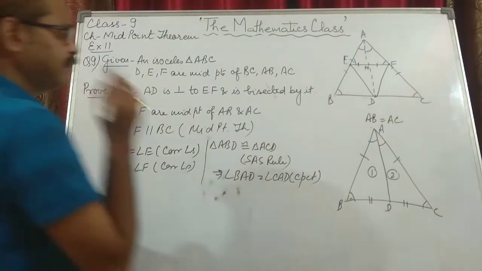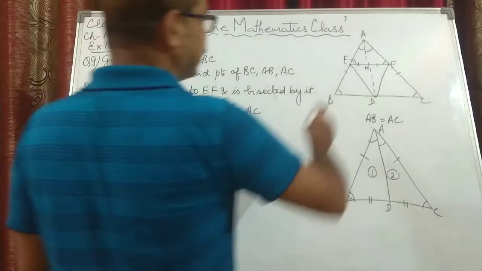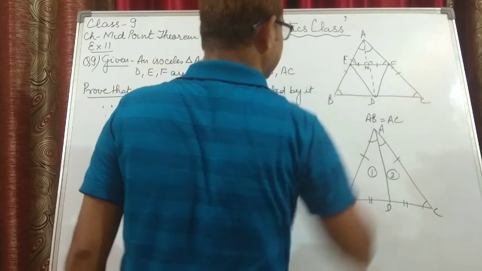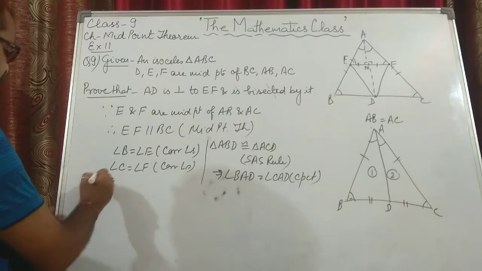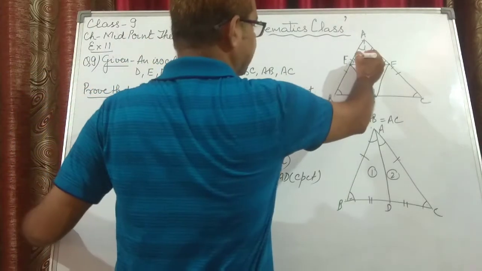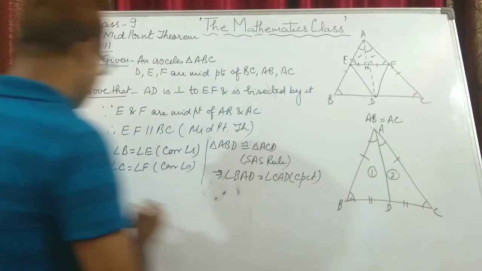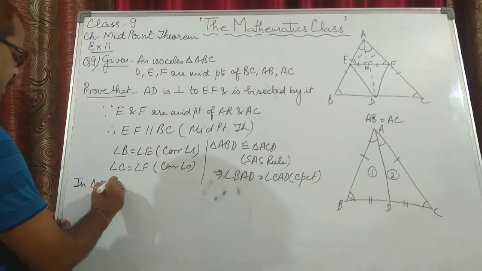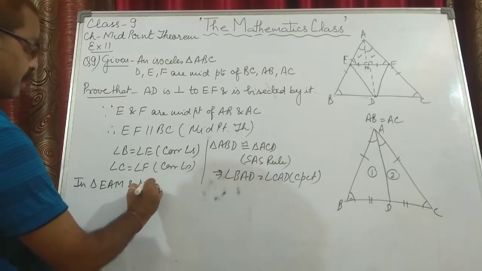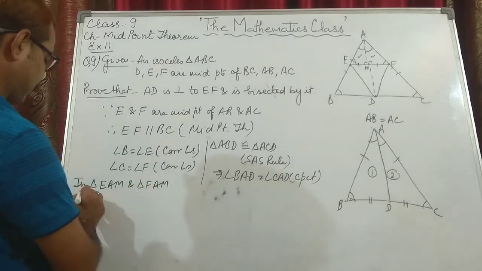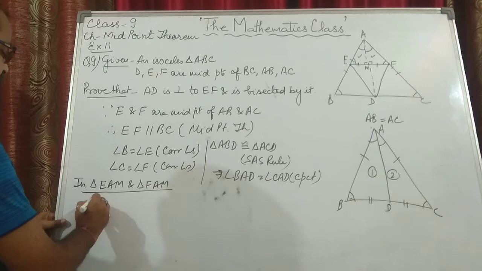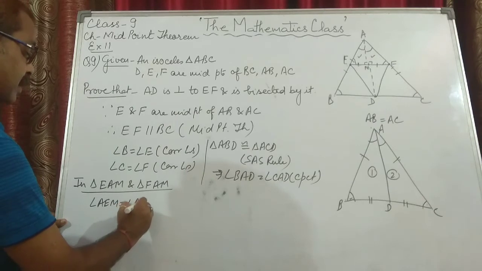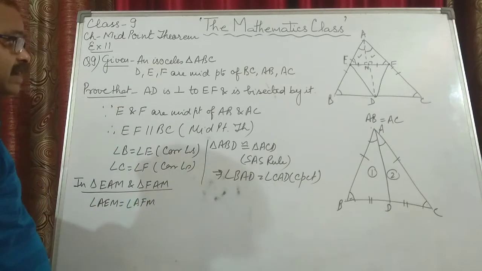So if we consider triangle AEF, in this I have to prove that this angle and this angle is 90 degree. So what I can say, I'll write the two triangles that I'm considering. Considering this small triangle and this small triangle. So I'll write in triangle EAM and triangle FAM. What we can say? First point, we can say angle AEM is equal to angle AFM. Why we can say this?